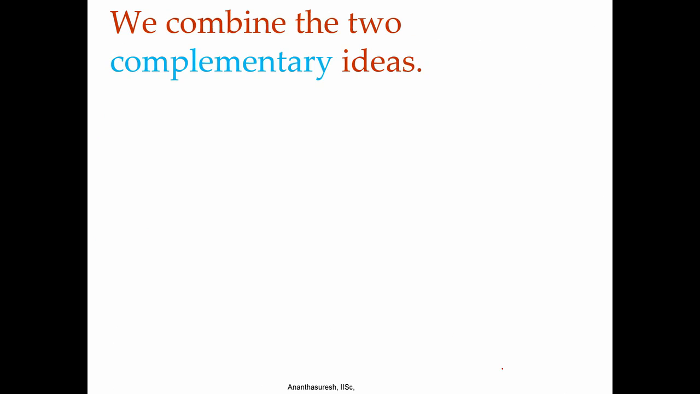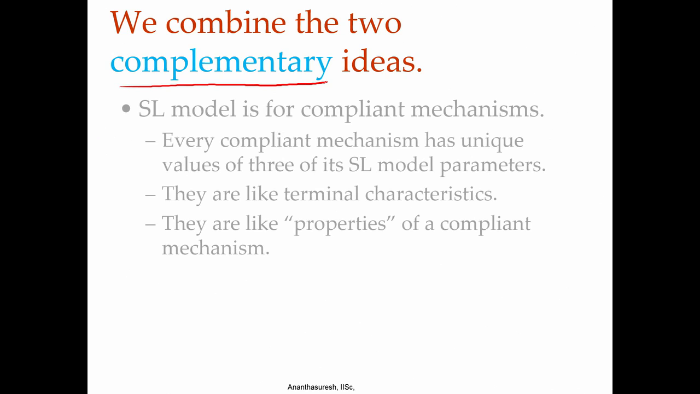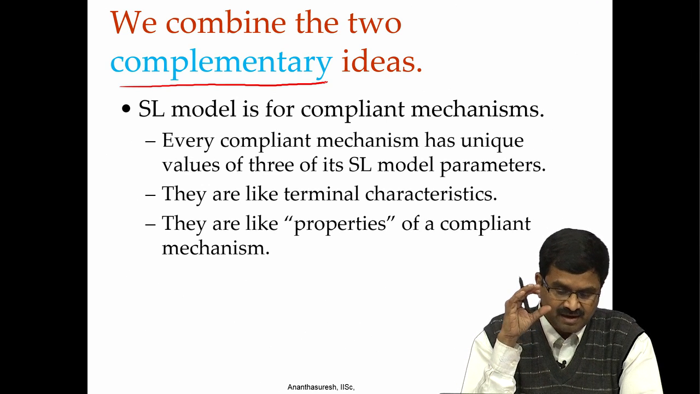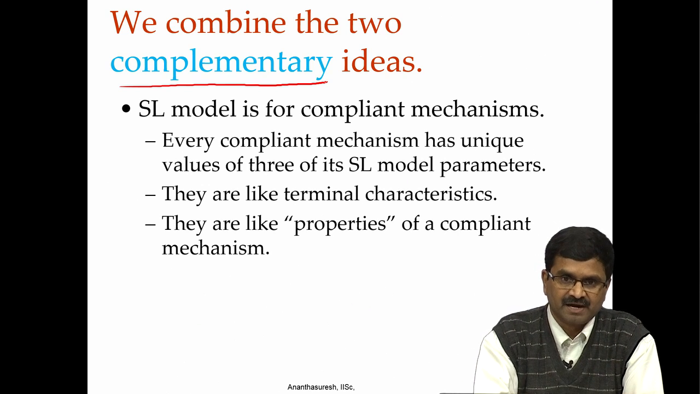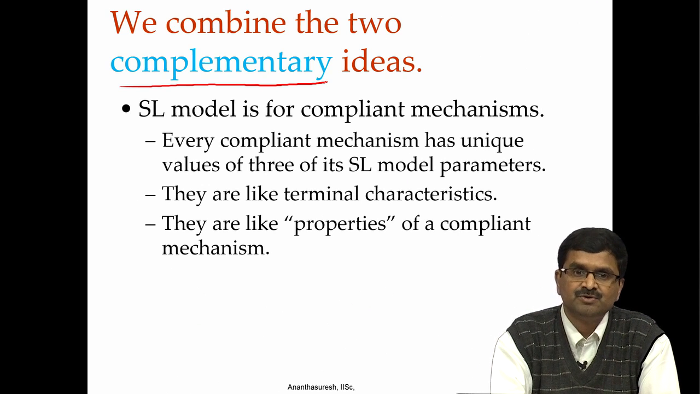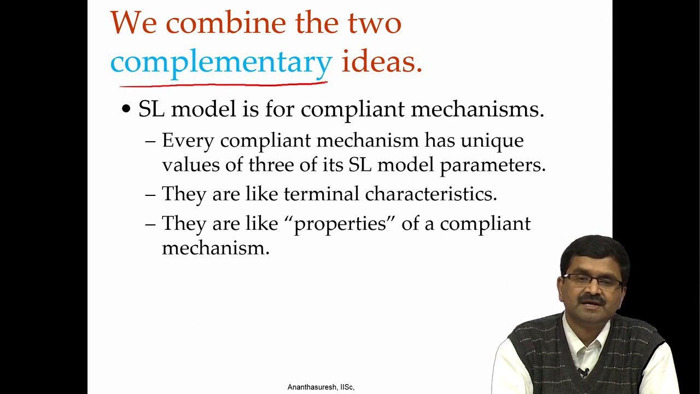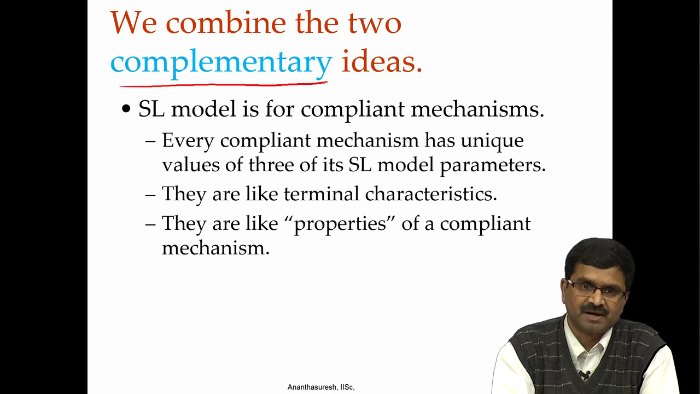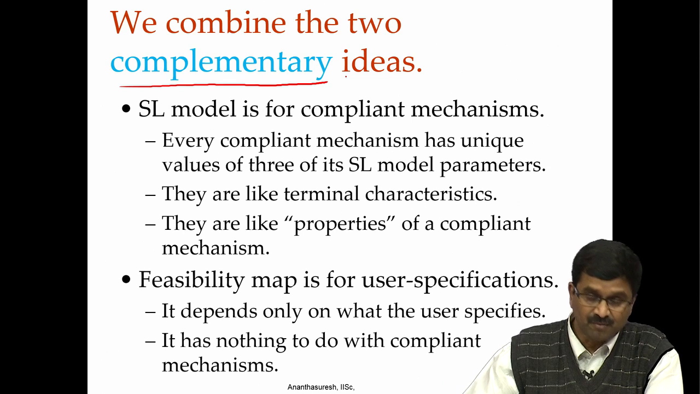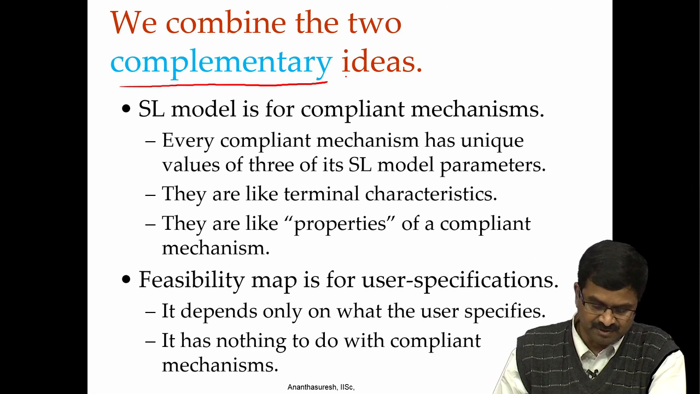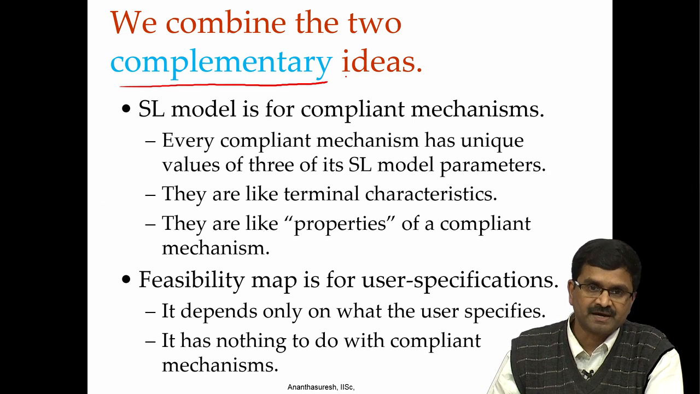Now, we have these two complementary ideas. We say the ideas are complementary because what one has other does not. So, we have SL model for compliant mechanisms. This is a reflection or abstraction of the compliant mechanism. Every compliant mechanism has a unique set of values for KCI, KCO, N. These are like, as we already said, terminal characteristics, they are properties of compliant mechanism. Now, we have the complementary idea, which is a reflection of the user specifications. They are all specified by the user, it has nothing to do with compliant mechanisms.